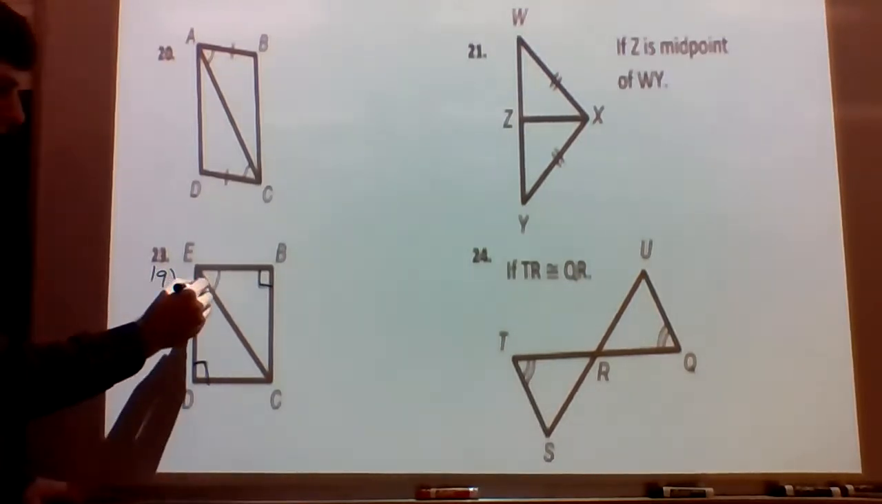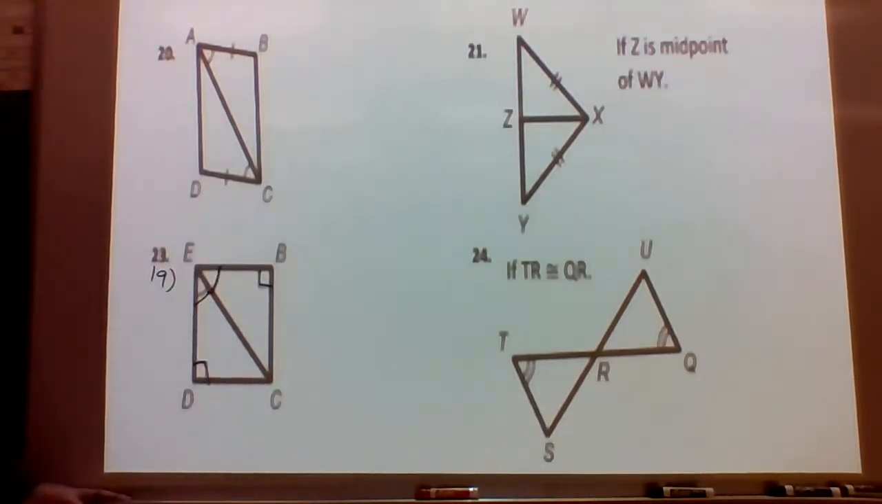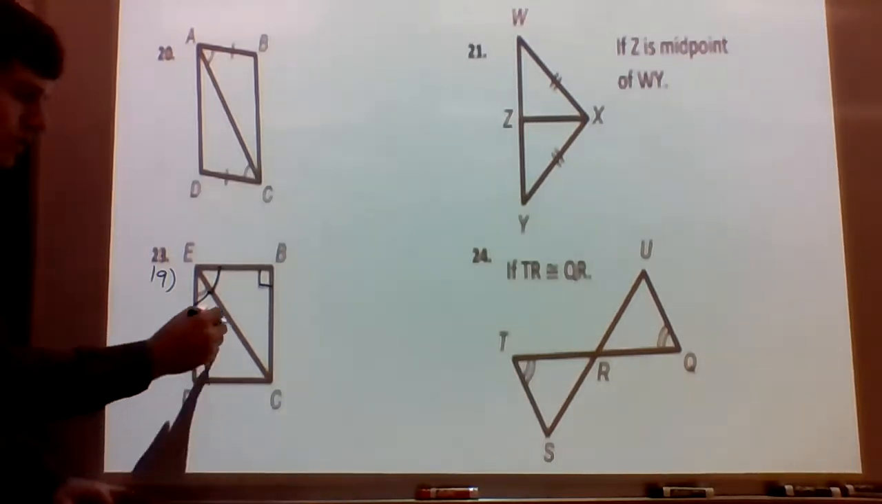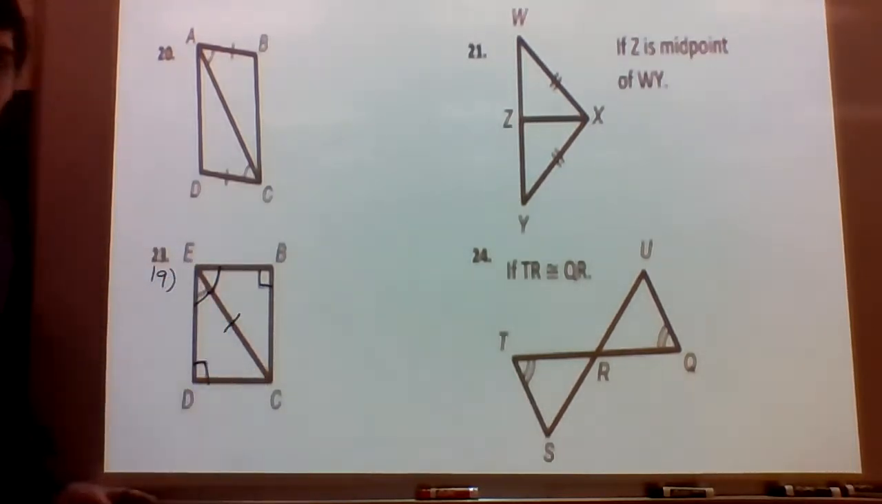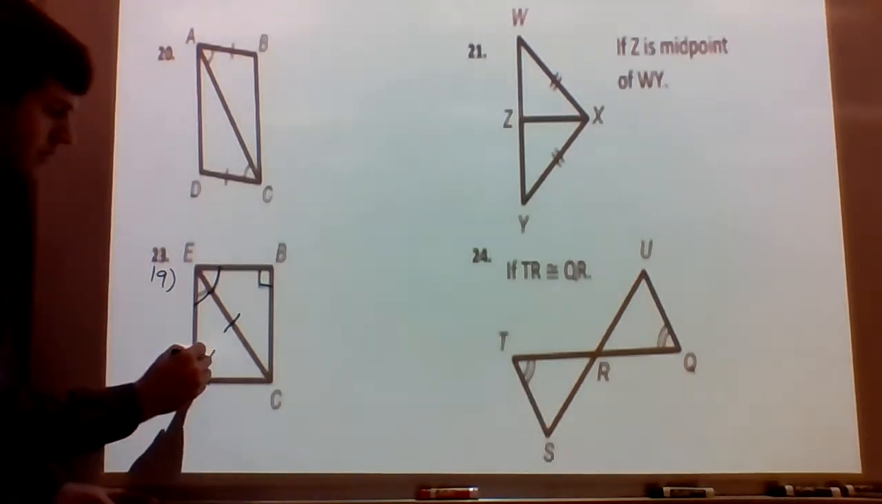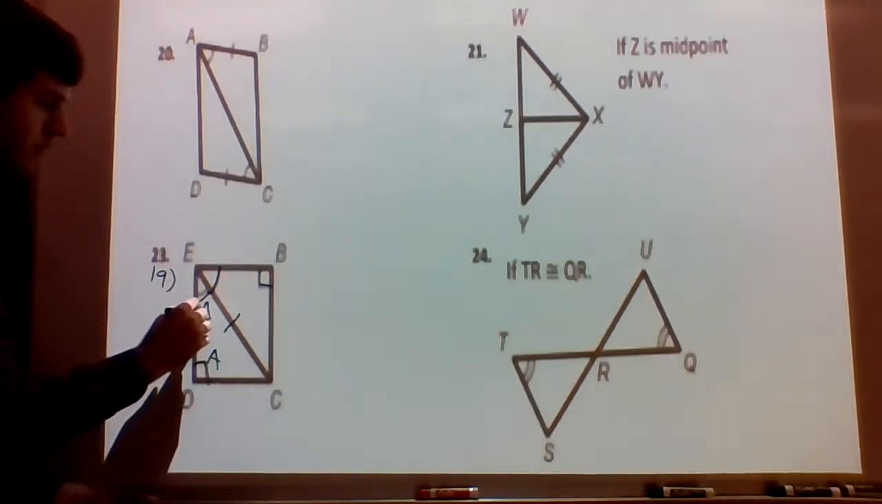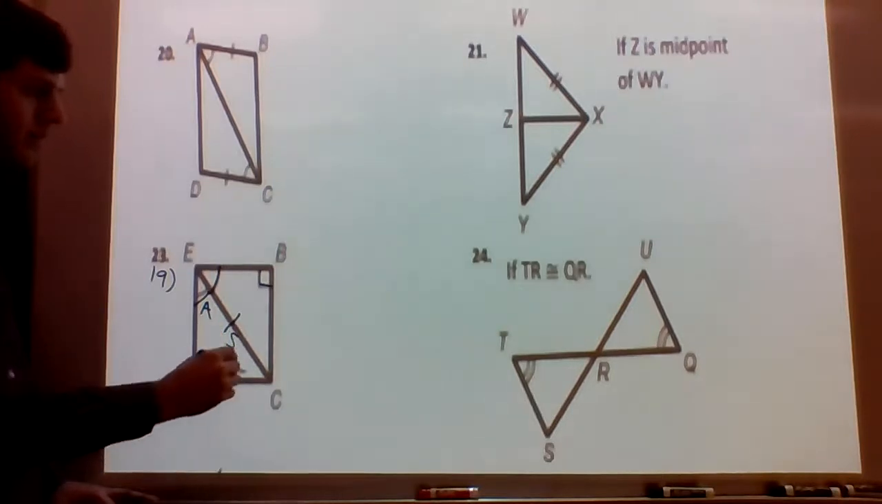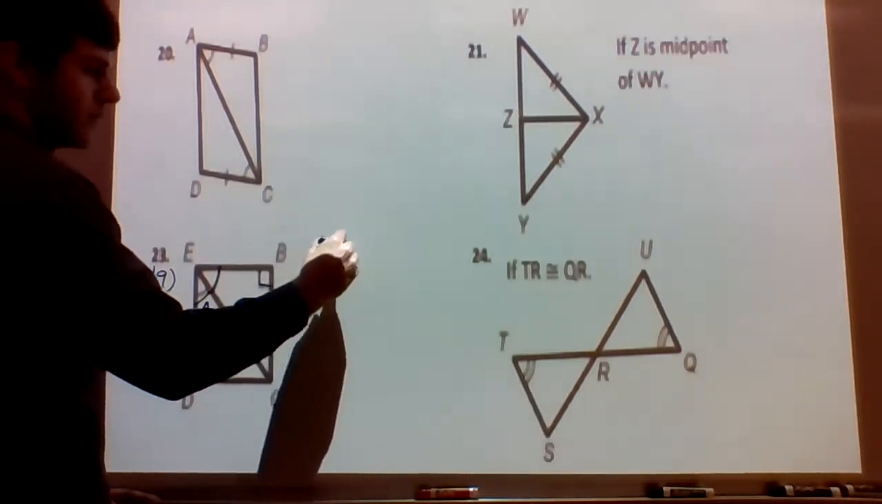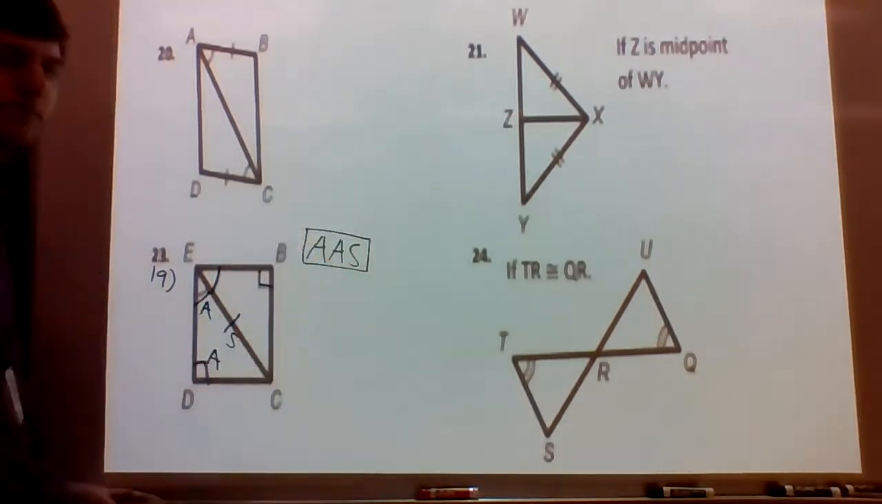And then here's your other one. This picture isn't drawn really well, but we can make do. We look for shared sides or vertical angles. We have shared sides, so EC is congruent to EC. We now have 3 corresponding parts that are congruent, 2 pairs of angles and 1 pair of sides. So this is an angle, and this is a side. So we have angle, angle, side.